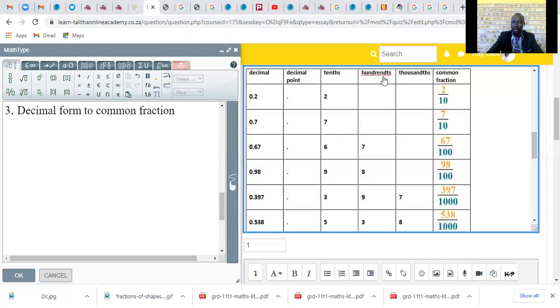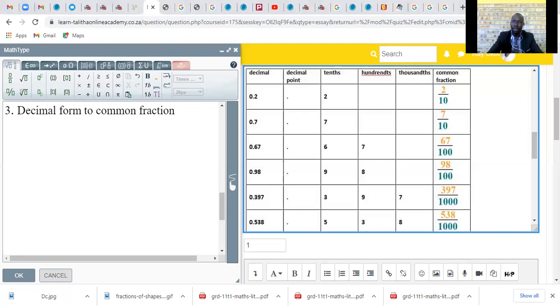8 is under 100. Then now for this one, the last number is 7. And 7 is under 1,000. As you can see from here, 7 is under 1,000. And so, in a fractional notation, 0.397 can be written as 397 divided by 1,000. And so 0.587 can also be divided by 1,000. This is how we write fractions from decimals to a common fraction.